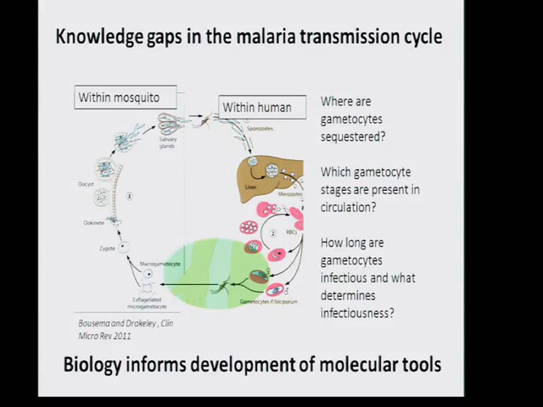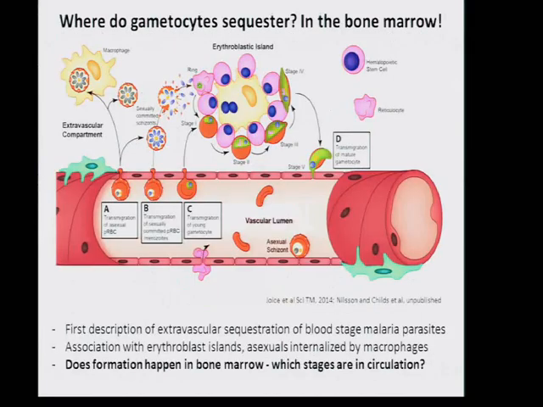So some of the questions that we have been asking is, where are gametocytes sequestered, and related to that, which gametocyte stages are actually present in circulation? And then ultimately I'm going to get at how long are gametocytes infectious and what determines infectiousness, things that we are currently interested in. So where do gametocytes sequester?